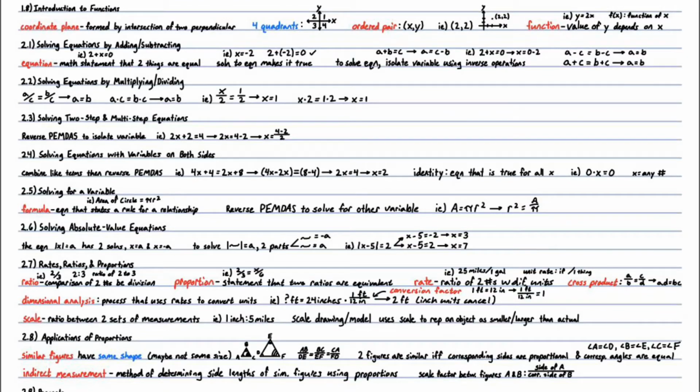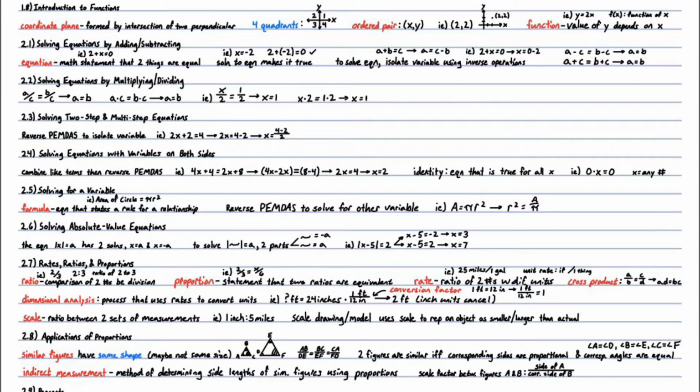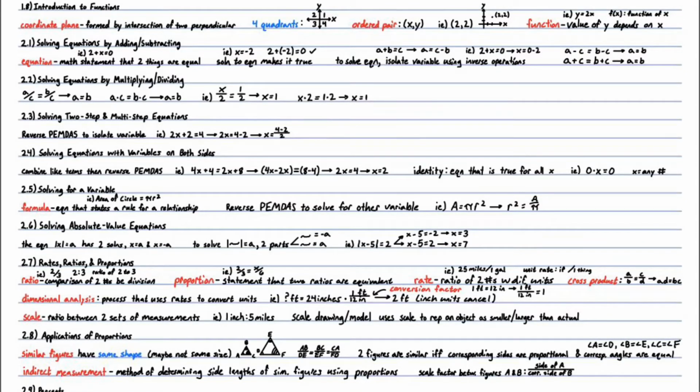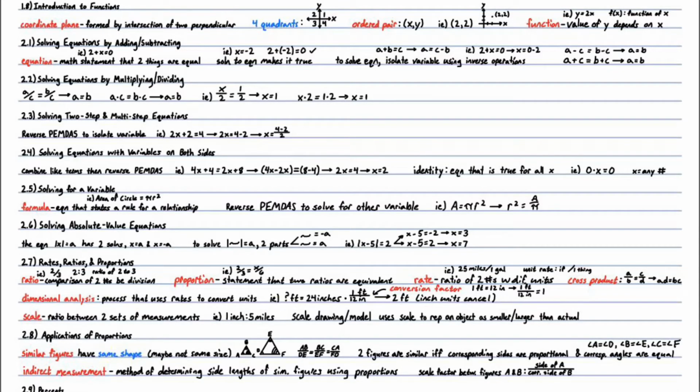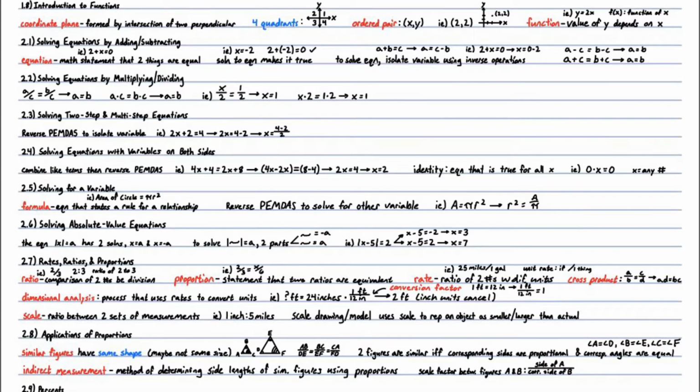Solving equations by adding and subtracting. An equation is a mathematical statement that two things are equal, i.e. 2 plus x equals 0. A solution to an equation makes it true. To solve an equation, isolate variable using inverse operations. Subtraction undoes addition and addition undoes subtraction. A number c can be added or subtracted to or from each side of an equation, resulting in an equivalent equation.